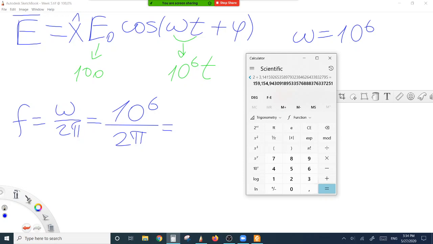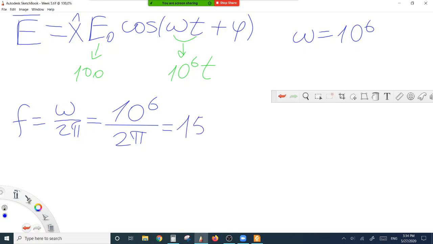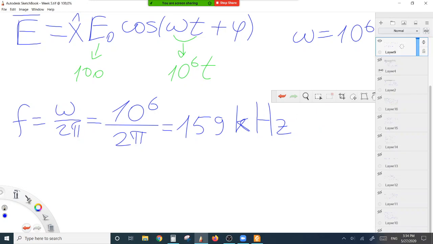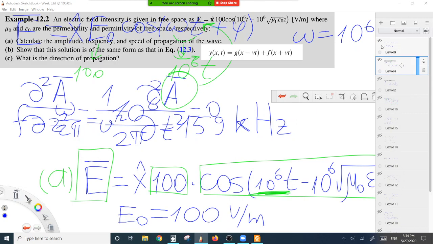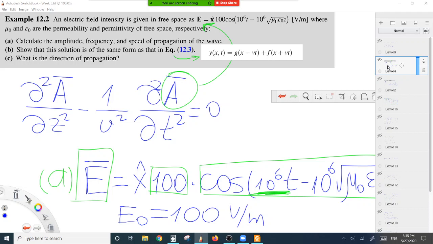159 kilohertz. Okay, the amplitude of the wave is 100 volt per meter. Frequency, okay, amplitude we found. Frequency 159 kilohertz. What about the speed of propagation of the wave?